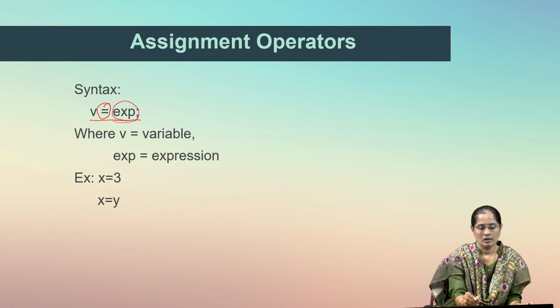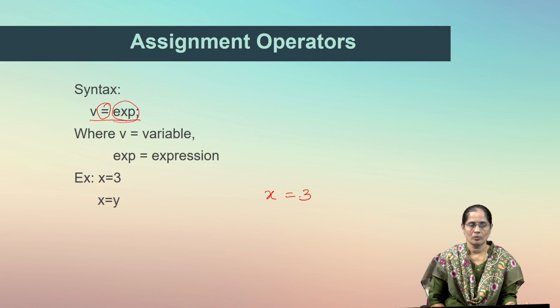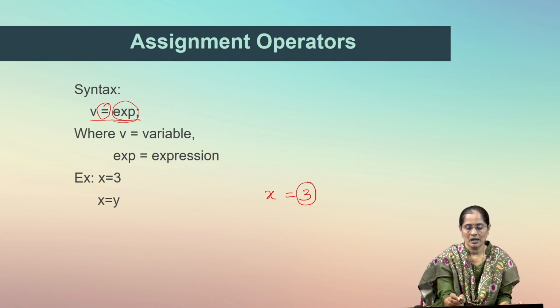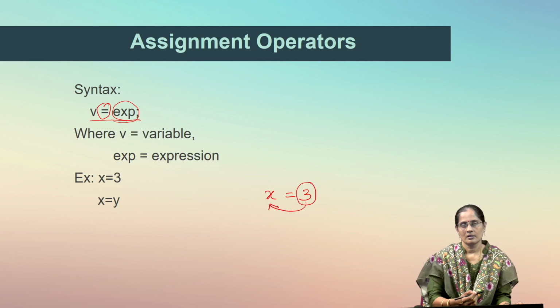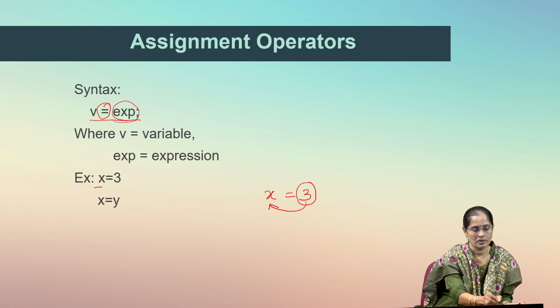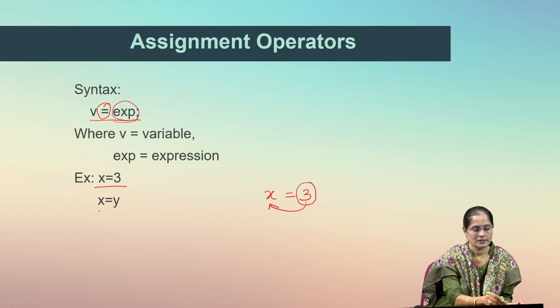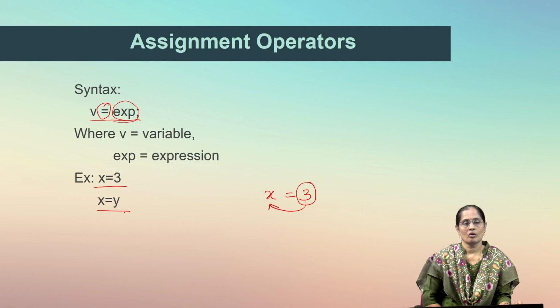So, in this way, if I use the assignment operation x equal to 3, the value which is there in the right hand side will be assigned to the variable which is named in the left hand side. The example of the assignment operation is given here. So, x equal to 3, the value 3 is assigned to the variable x. If I say x equal to y, the value of one variable y is assigned to the variable x.